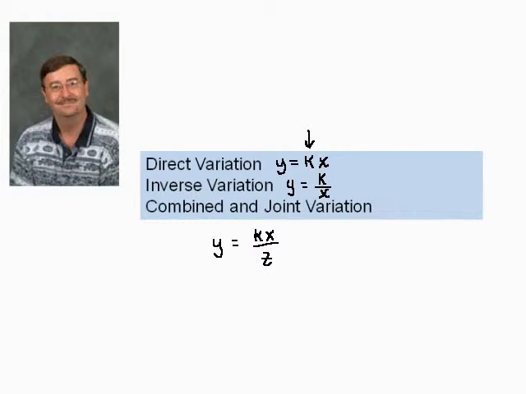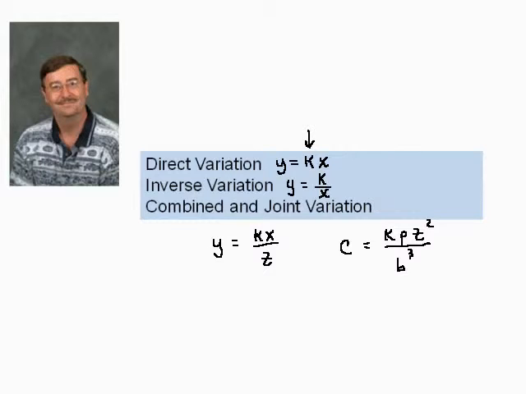Or you might have something like this. C equals k p z squared over, now I'm really starting to scare people, b cubed. And this would say, if you read this, c varies directly as p and the square of z and inversely as the cube of b.